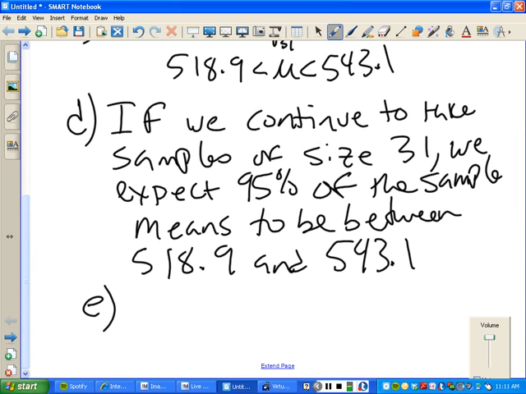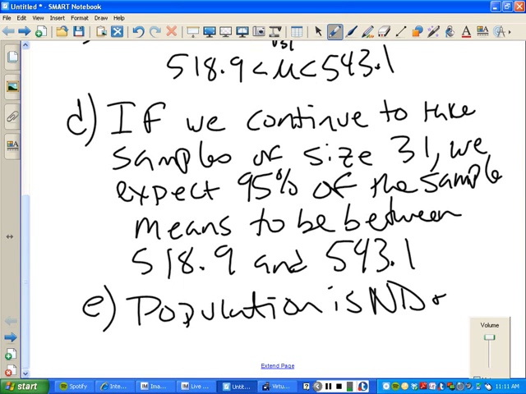The assumptions, anybody remember them from last time? Part E. Population is normally distributed and sigma is unknown.